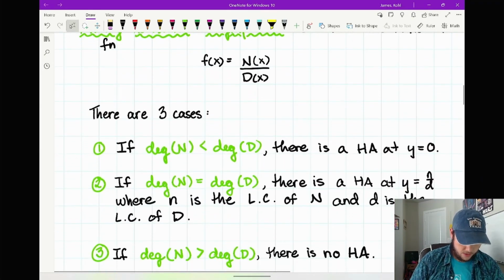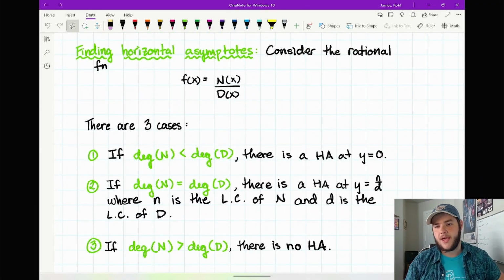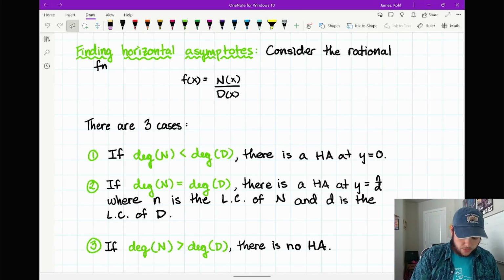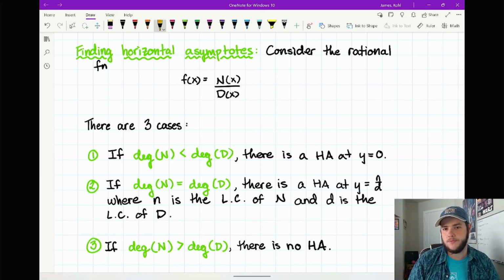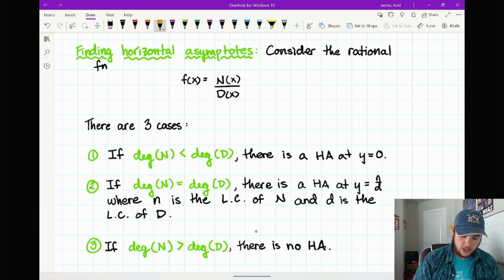So, suppose I've got a rational function that looks like n of x over d of x. Here, n of x means numerator, d of x means denominator. If the degree of the numerator is smaller, then y equals 0 is a horizontal asymptote. If the degrees match, we take the ratio of the leading coefficients. And if the degree of the numerator is bigger, there is no horizontal asymptote. This is a lot to unpack, so let's do a couple of examples here.